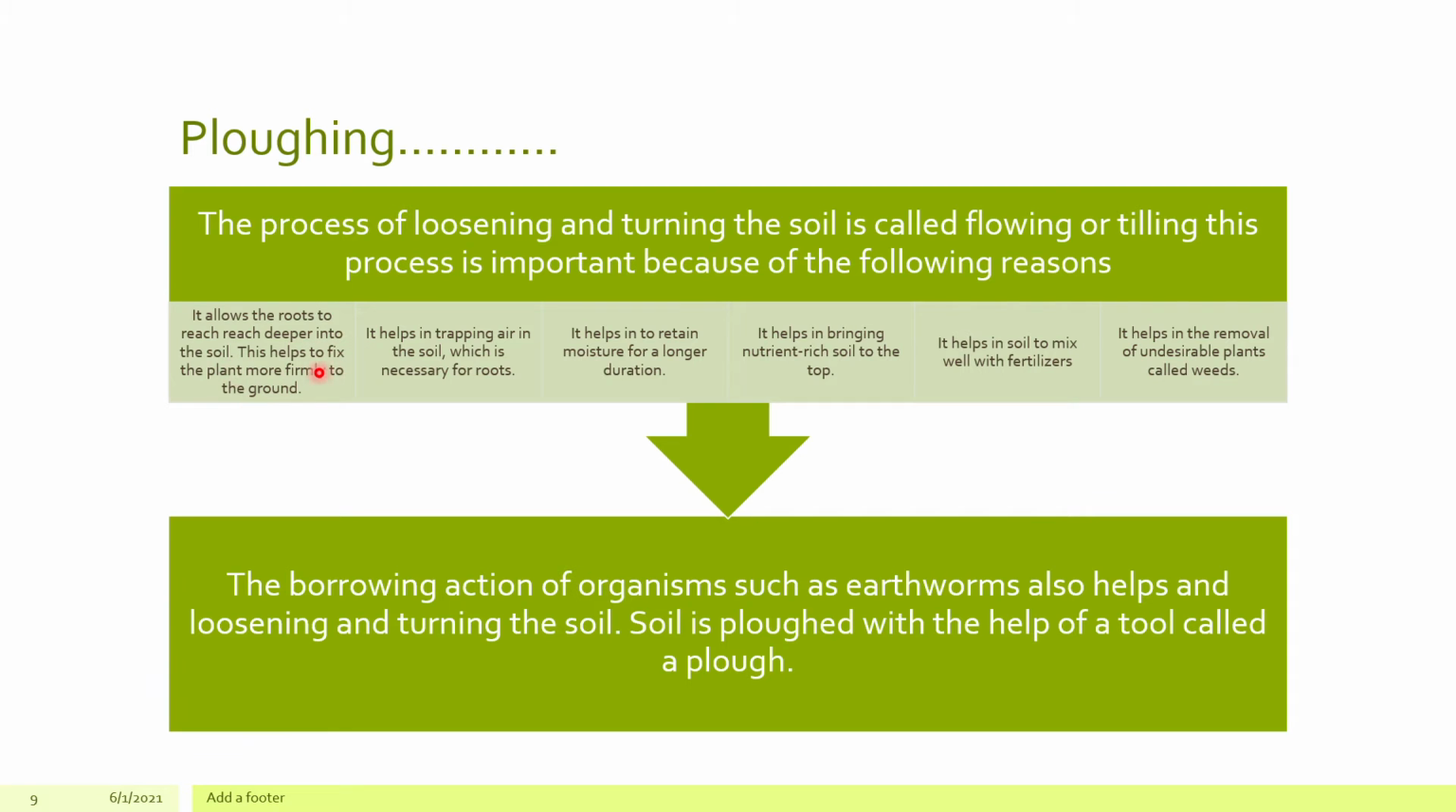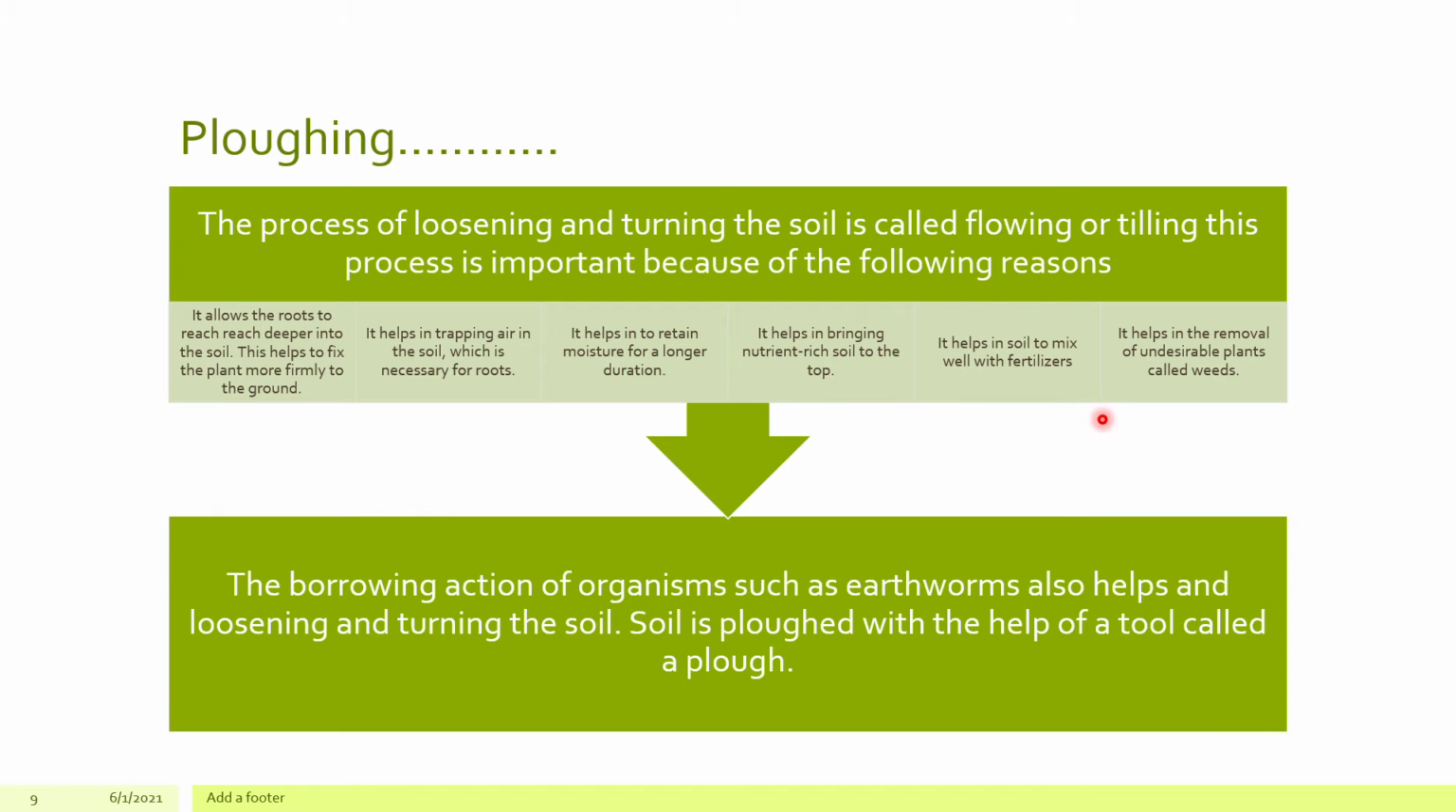This helps to fix the plant more firmly to the ground, permanently and stuck firmly. It helps in trapping air in the soil. If there are spaces between the soil, air will be trapped, and air is very necessary for the roots of the plant. It helps retain moisture for a longer duration. It helps in bringing nutrient rich soil to the top. Nutrient rich soil will stay on top. It helps the soil to mix well with fertilizers.